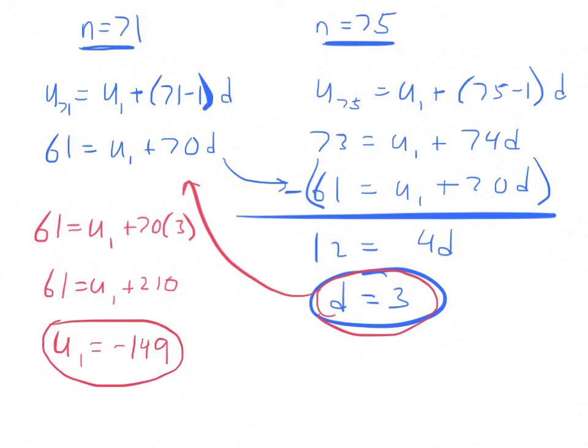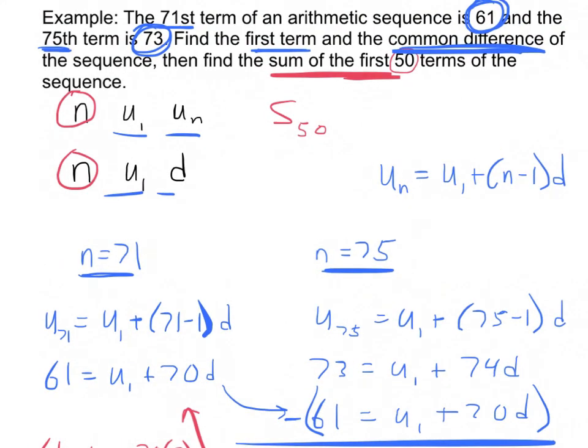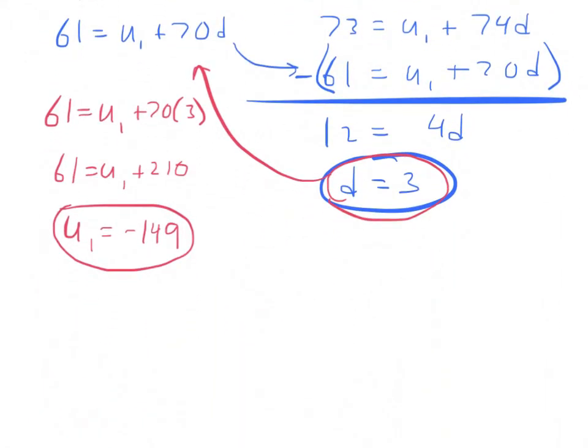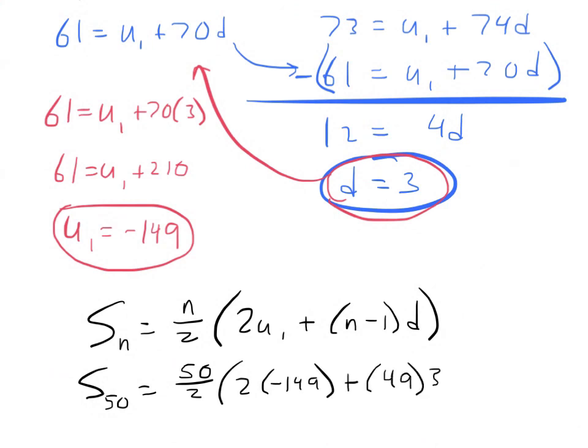and we even have n. If we go back and take a look at the statement of the original problem, they want the sum of the first 50 terms. If I use the formula that needs the number of terms, the first term, and the common difference, I'm ready to go. That formula was the sum of the first n terms is n over 2 times 2u1 plus n minus 1 times the common difference. So I just got to plug this stuff in. Sum of the first 50 terms will be 50 over 2, 2 times negative 149 plus 49 times 3.